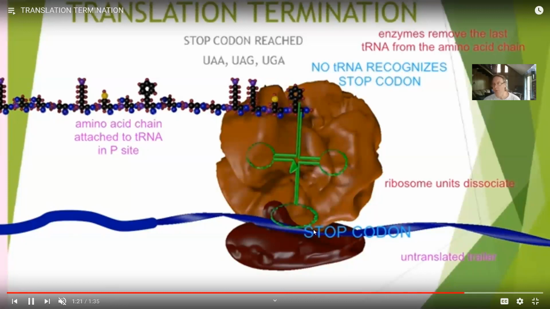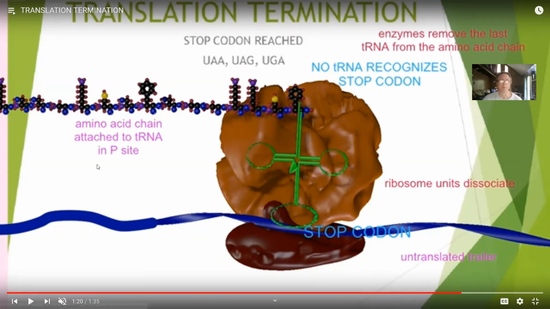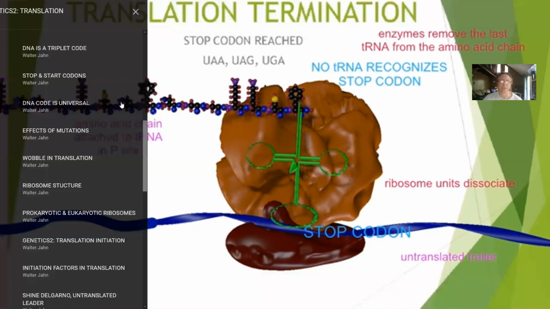Now, if this is the stop codon, notice that the mRNA isn't done. There's more nucleotides here, but they will not become protein. There is an untranslated trailer. So when you look at an mRNA, the first part does not become protein. That is the untranslated leader up until the start codon. And then after the stop codon, that part does not become protein. That is the untranslated trailer. So this then is the process of translation.